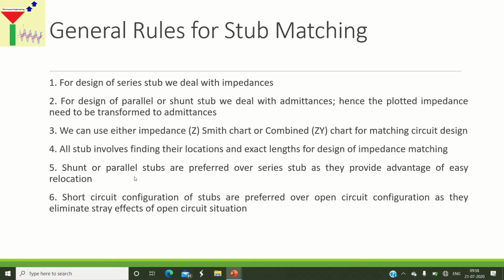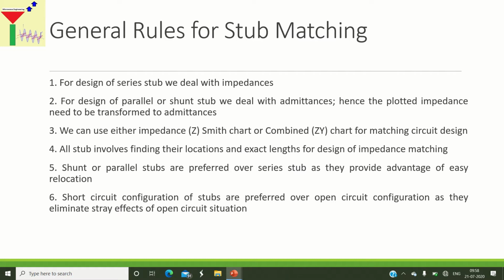So the third rule, we can either make use of an impedance Smith chart or we can make use of a combined Smith chart also. Okay, so there is no hard and fast rule that one should go utilizing a particular type of Smith chart, whether it's a Z chart or ZY chart. You can make use of any chart in order to design any type of stub element.